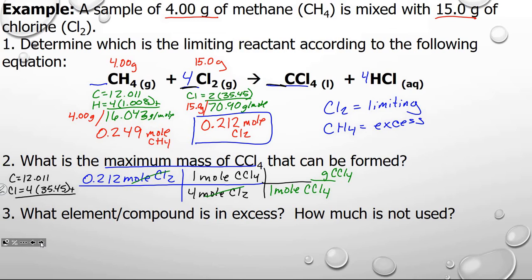Moles cancel out here. So what do we get over here? Say it real loud. Okay, grams per mole. So 153.81, and then we can cross out moles. And basically on this one, we will have the number 4 on the bottom. So we just take 0.212 times 153.81 divided by 4, and we can get our answer of grams of CCl4, the maximum we could make.